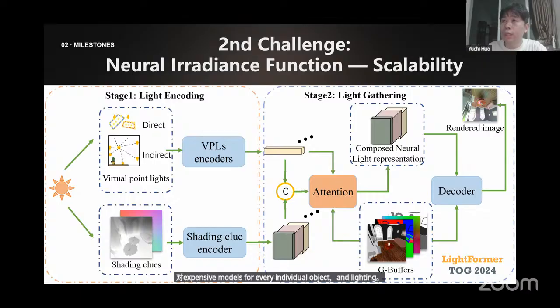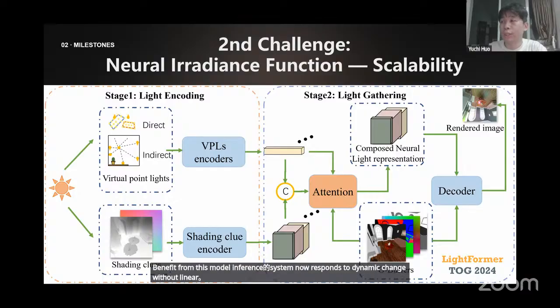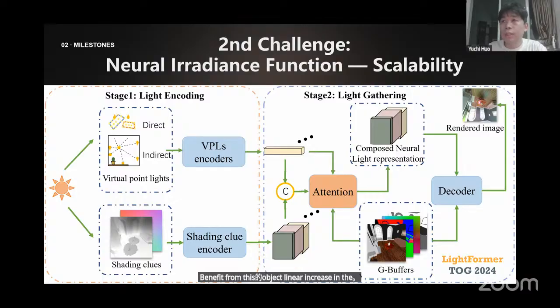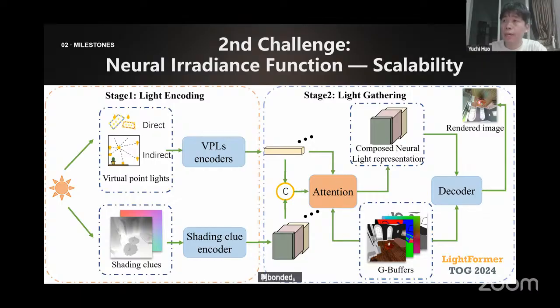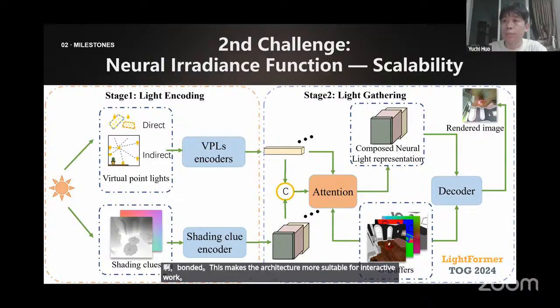Benefiting from this decoupling, the model is less influenced by the number of objects and lights. The system now responds to dynamic change without a linear increase in cost. The same lighting encoding and gathering structure can represent the changing illumination while keeping runtime iteration bounded. This makes the architecture more suitable for interactive applications than a model tied to a fixed lighting configuration.